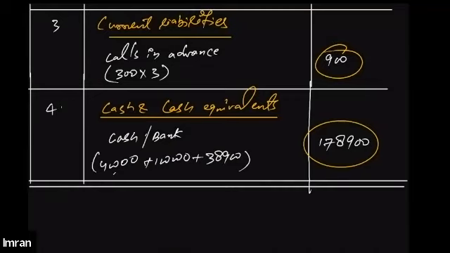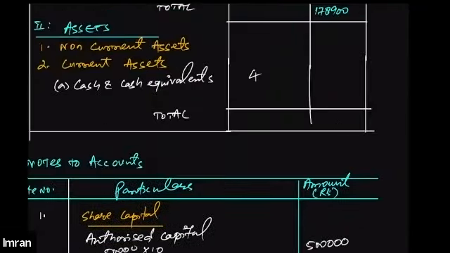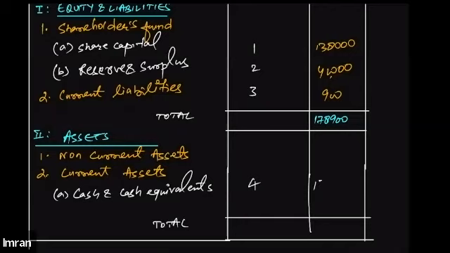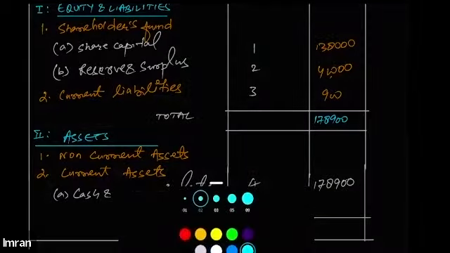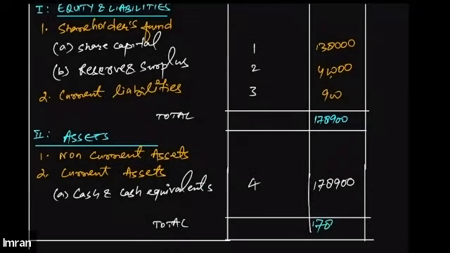Is that clear, everybody? Anyone having any doubt? Now we can simply write this value here in the balance sheet. 1,78,900. And now we will total this value. You will notice that both the aspects of the balance sheet are having the same value, 1,78,900. Got it? Is it clear, everyone?